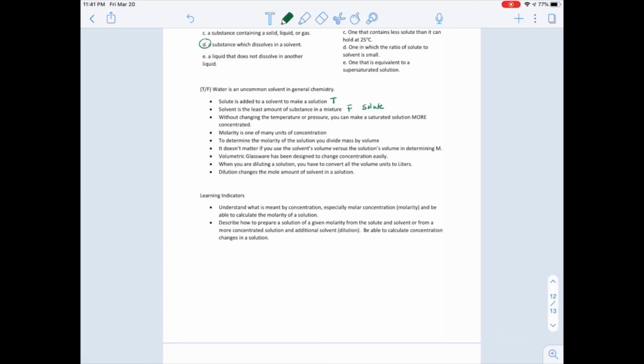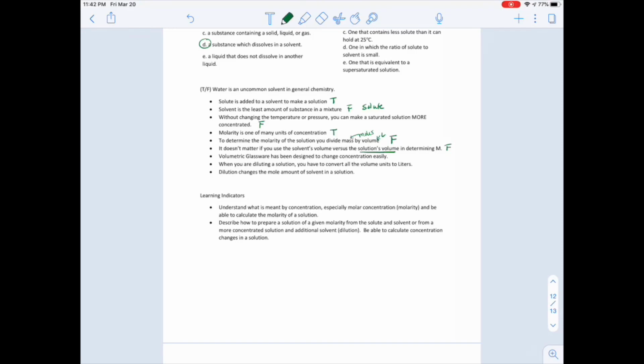That's the smaller word. Without changing the temperature or pressure, you can make a saturated solution more concentrated. No, that's false. A saturated solution is as concentrated as you can get at that temperature and pressure. Supersaturated would be when you're changing the temperature or the pressure. Molarity is one of many units of concentration. That's true. There are others. To determine the molarity of a solution, you divide mass by volume. That should be moles, and this is going to have to be in liters, so that's false. It doesn't matter if you use the solvent's volume versus the solution's volume in determining molarity. That is false. You have to use the solution volume.